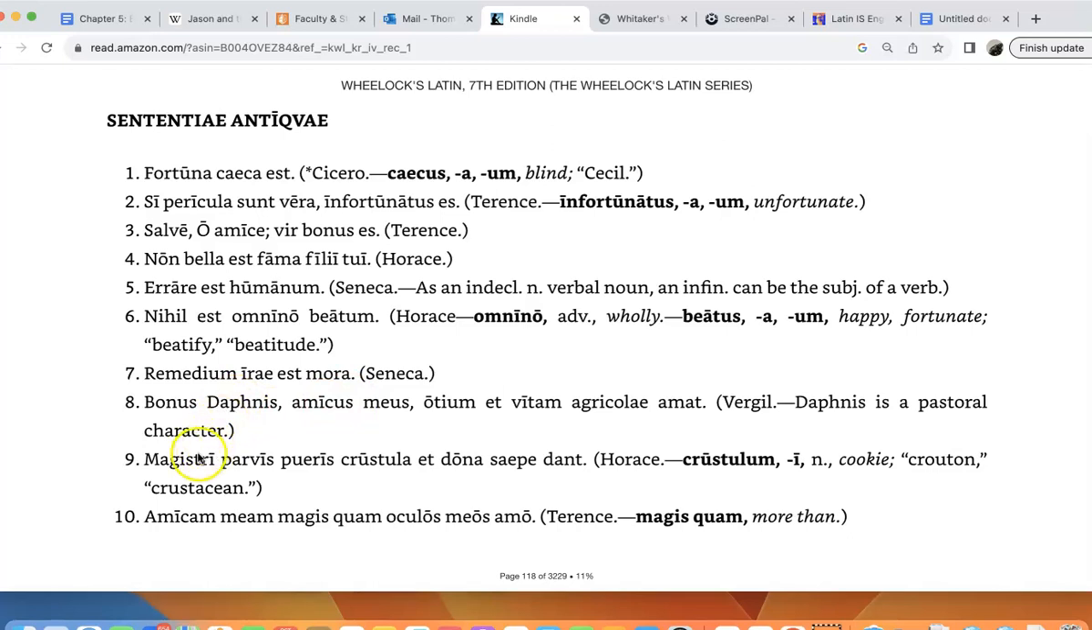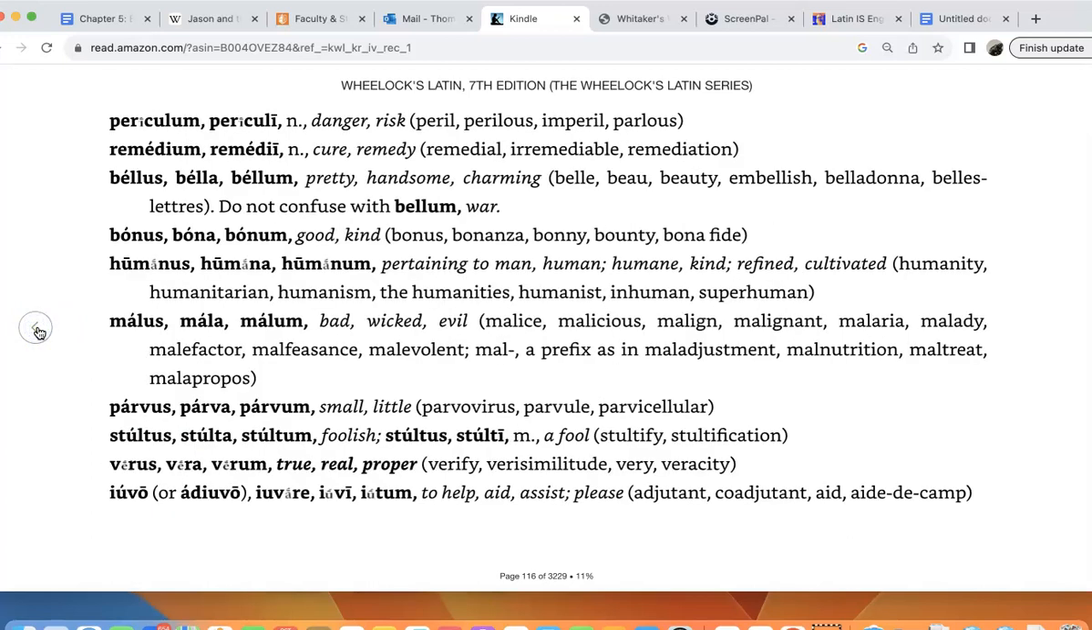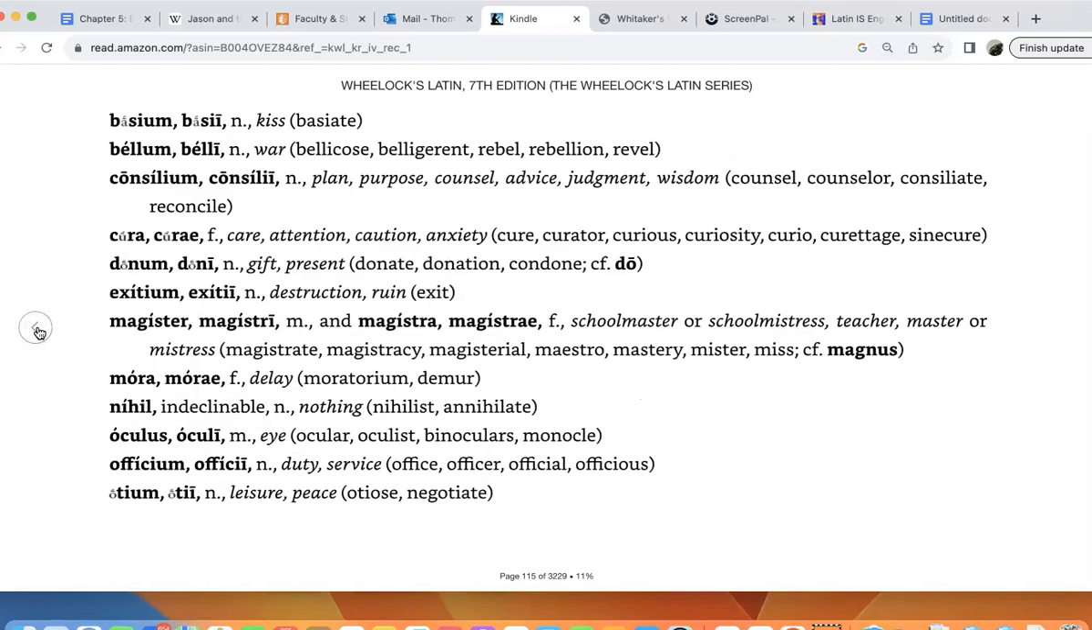All right, let's see. Number 9. Magistri parvis pueris crustella et dona saepe dant. Here we get the word cookie or croutons, crustacean. Those of you in geology or oceanography might enjoy that word. So magistri, that's one of our vocabulary words. In fact, a lot of these are vocabulary words. I don't go back as much, maybe I should, just because it gets a little bit clumsy. But magister, magistri. In fact, here we had mora, morae, nihil, nothing.